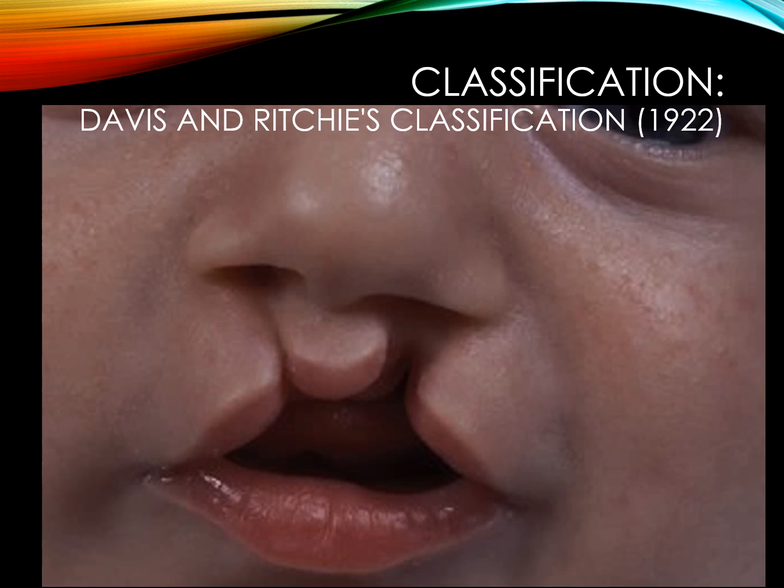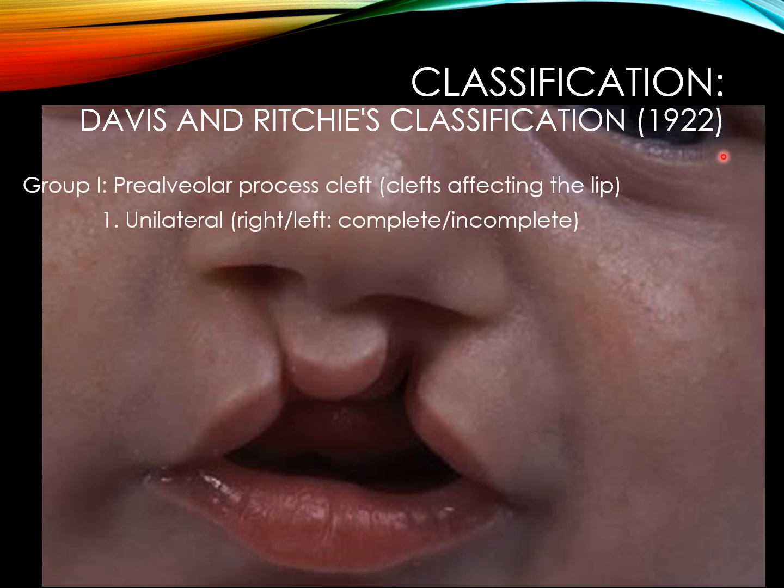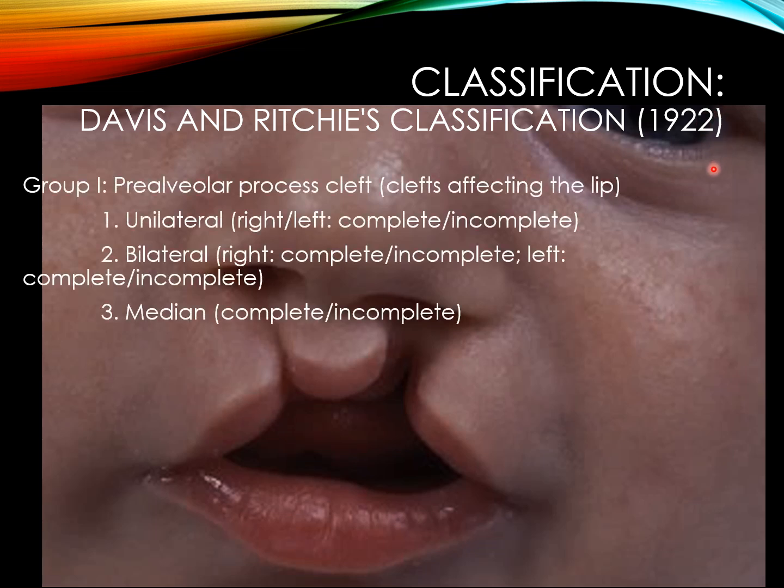Davis and Rich's classification, developed in 1922. There are a few groups. Group number 1, pre-alveolar process clefts affecting the lip. According to site, it can be unilateral, right or left, complete or incomplete; bilateral, right complete or incomplete, or left complete or incomplete; and median, complete or incomplete.